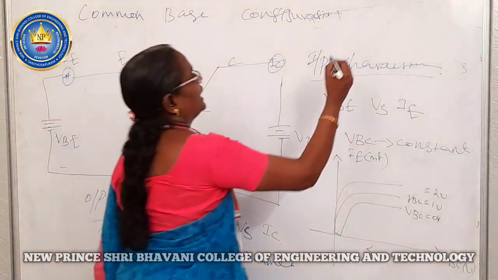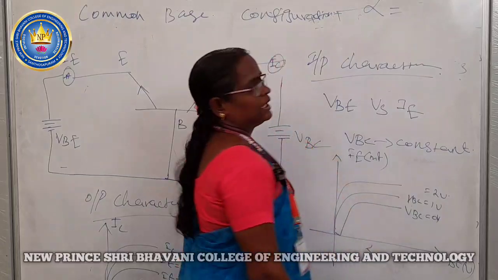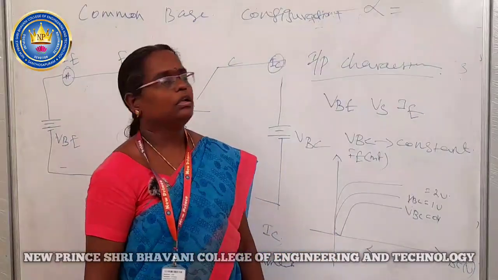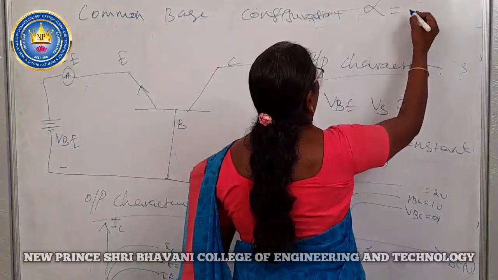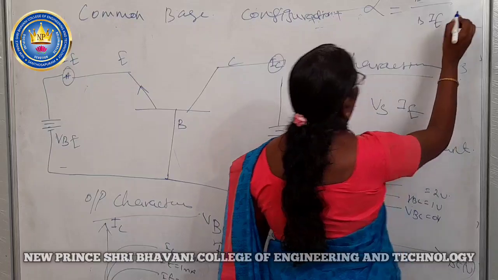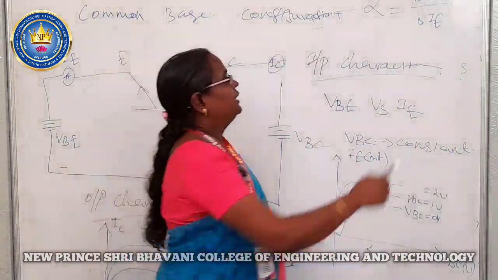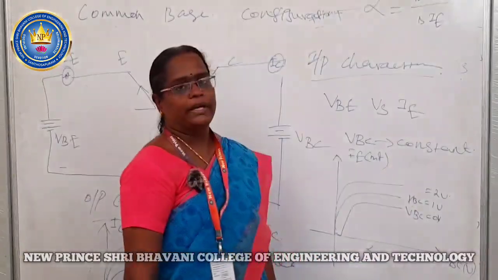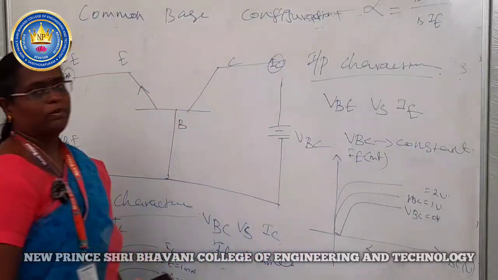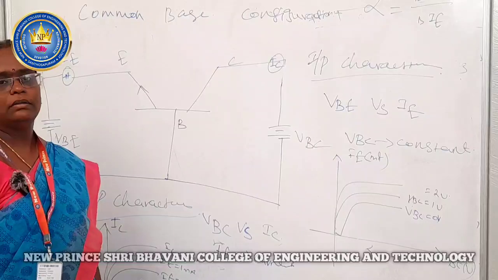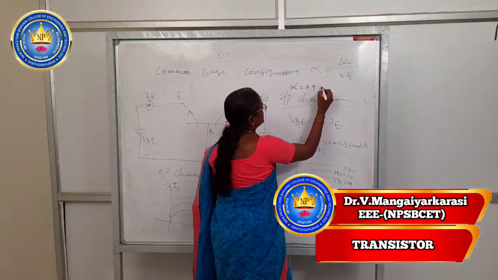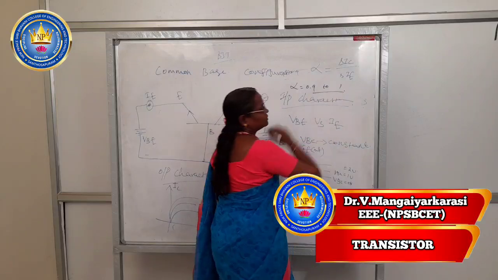And then next one, the current amplification factor. The current amplification factor notation for common base configuration is alpha. Alpha is the variation of output current by input current. Here the input current is the emitter current and the output current is the collector current. So alpha equals del IC divided by del IE. This is the current amplification factor for common base configuration. The alpha range is 0.9 to 1 in type 2.